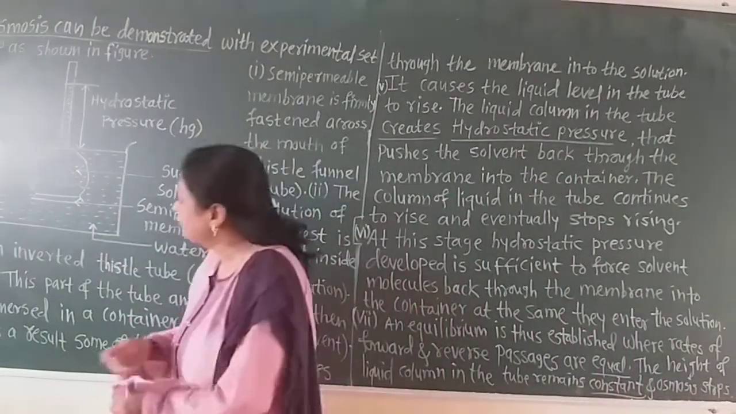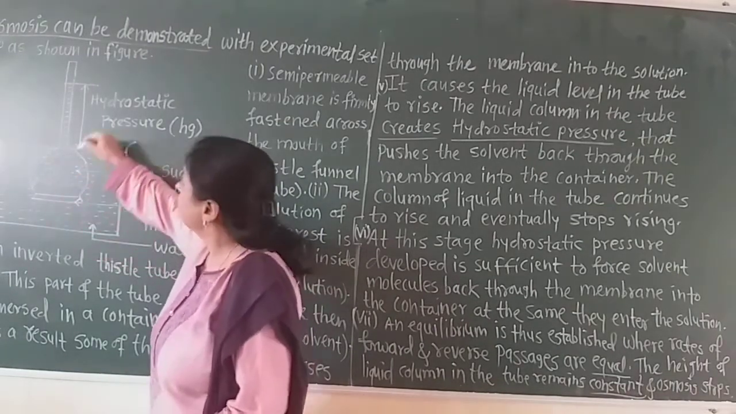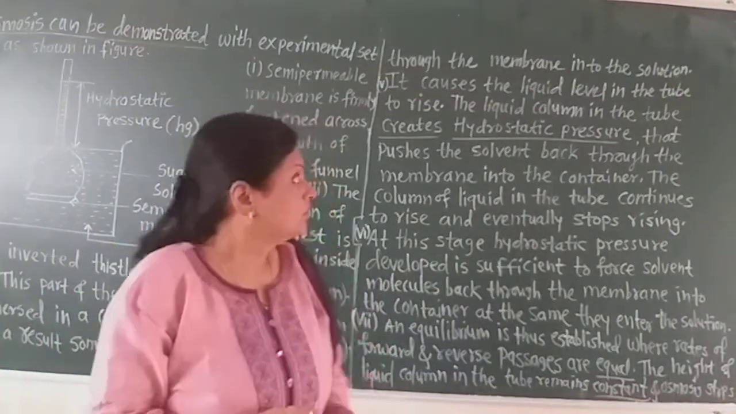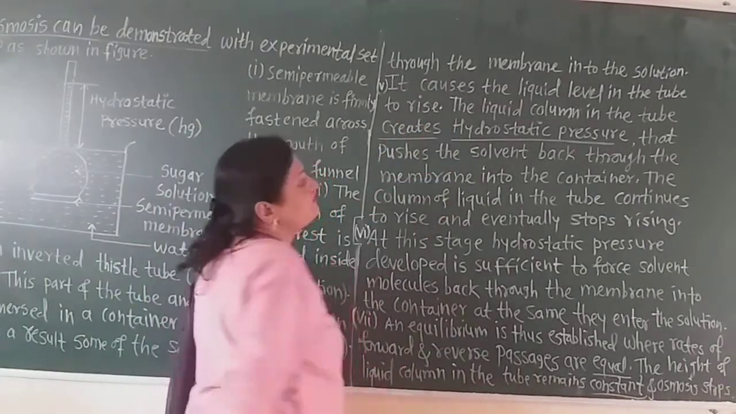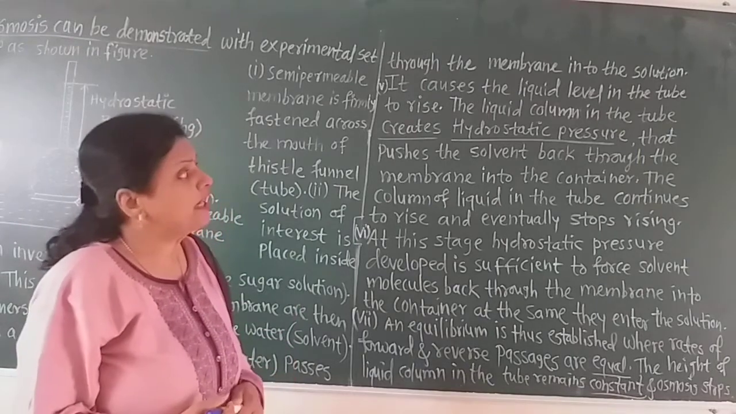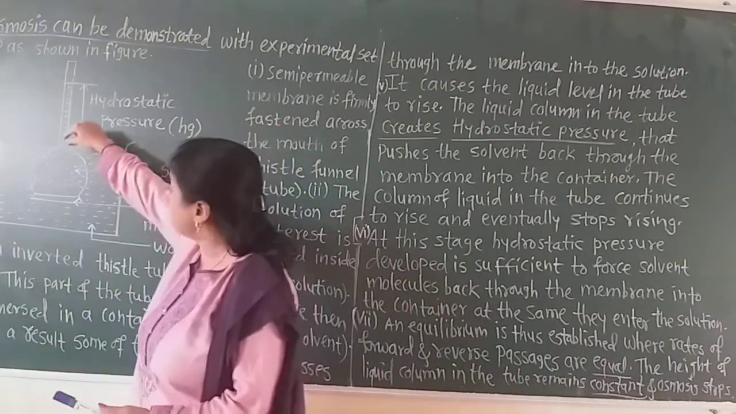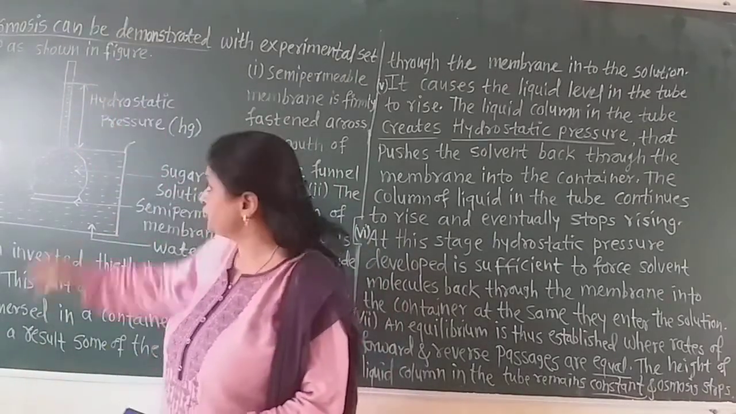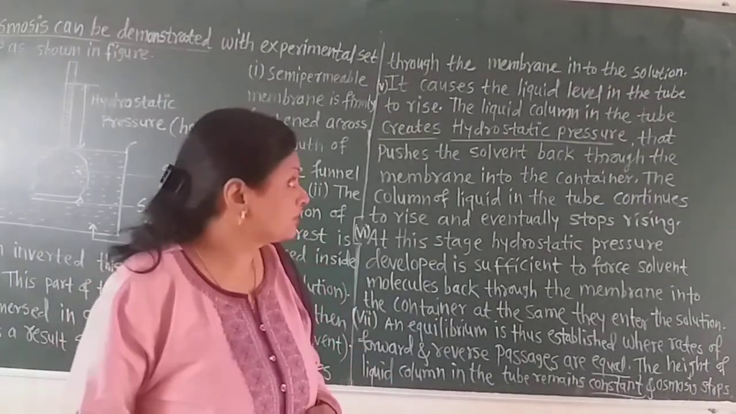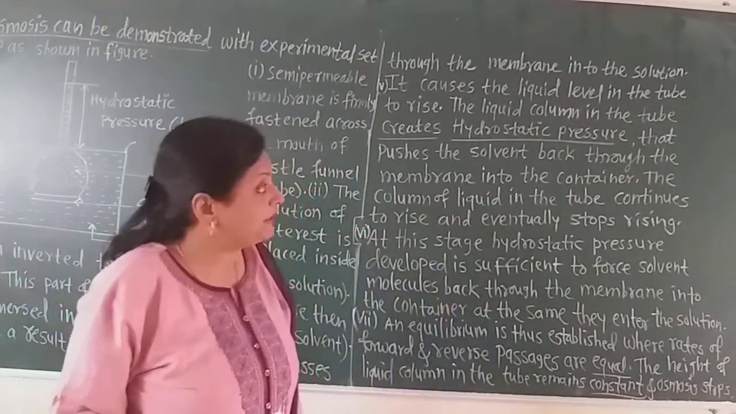As the solvent molecules pass from the solvent into the solution, the liquid level in the tube rises or increases. So it causes the liquid level in the tube to rise. The liquid column in the tube creates hydrostatic pressure. This liquid column in the tube produces the hydrostatic pressure that pushes the solvent back through the membrane into the container.